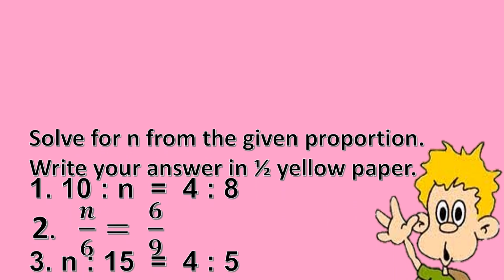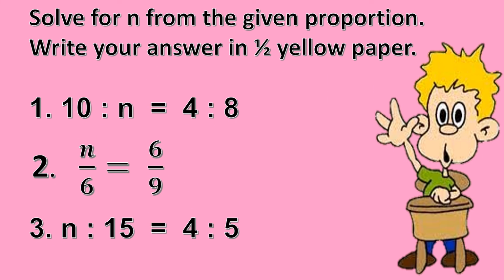For exercise number 1, solve for n from the given proportions. Write your answer in a 1/2 yellow paper. Attach your 1/2 yellow paper with answers in your mathematics module. Given number 1, 10:n equals 4:8. Number 2, n over 6 equals 6/9. Number 3, n:15 equals 4:5.